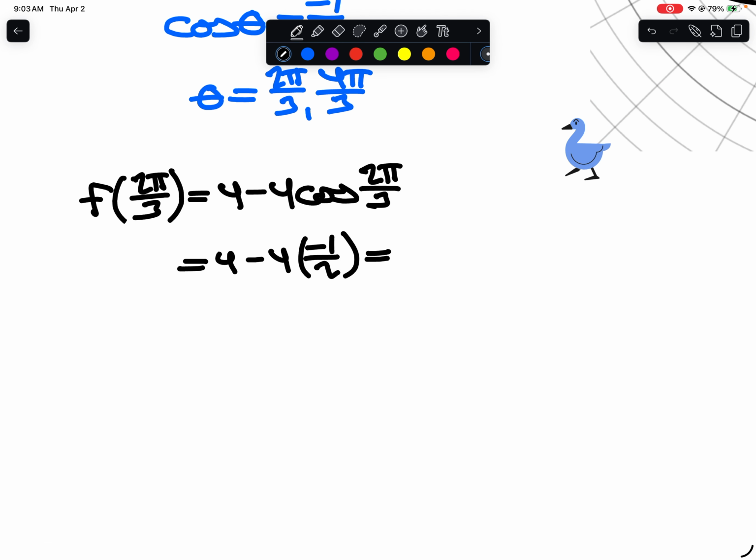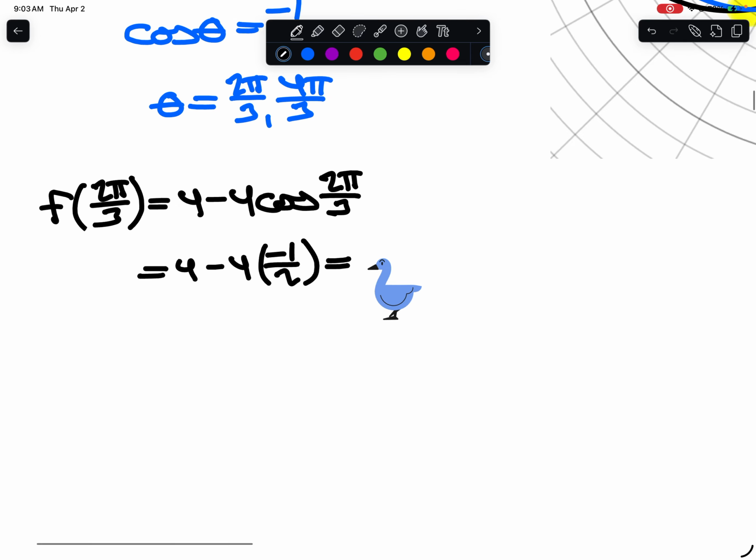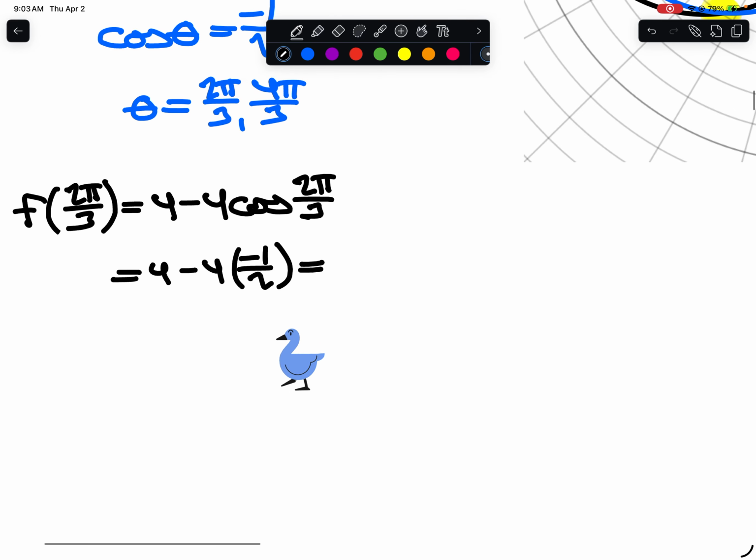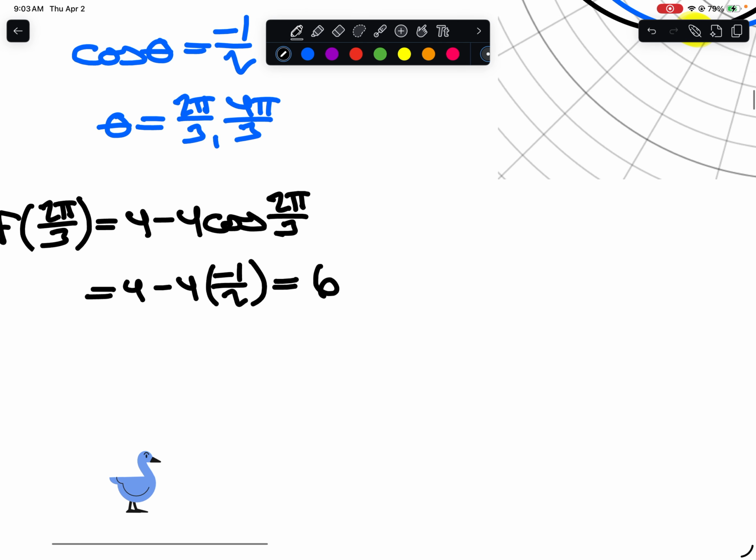Okay, so as you continue here, we're going to do 4 minus 4 times -1/2. So that's going to turn into 4 plus 4 times 1/2. So that's going to be 4 plus 2, which is going to turn out to be 6. So when I write my coordinate, this is going to be a distance of 6 from the pole in the direction of 2 pi over 3.